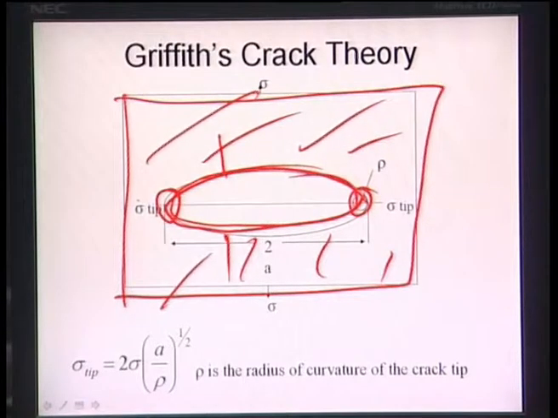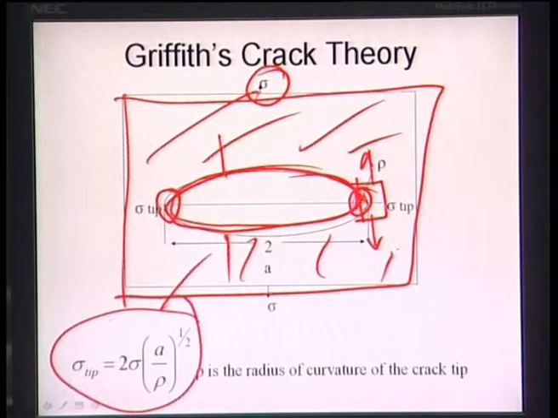Now you have the two edges here, one edge here and one edge here. In the last lecture I showed you that at the tip of the crack, if you consider this volume element and this is sigma, the stress value is much higher than the stress that you are actually applying. In other words, there is a stress concentration at the tip of the crack, and you can find this stress concentration by sigma tip equal to 2 sigma A by rho to the power half. Now what is the value of A? A is the half crack length, because this is your 2A.